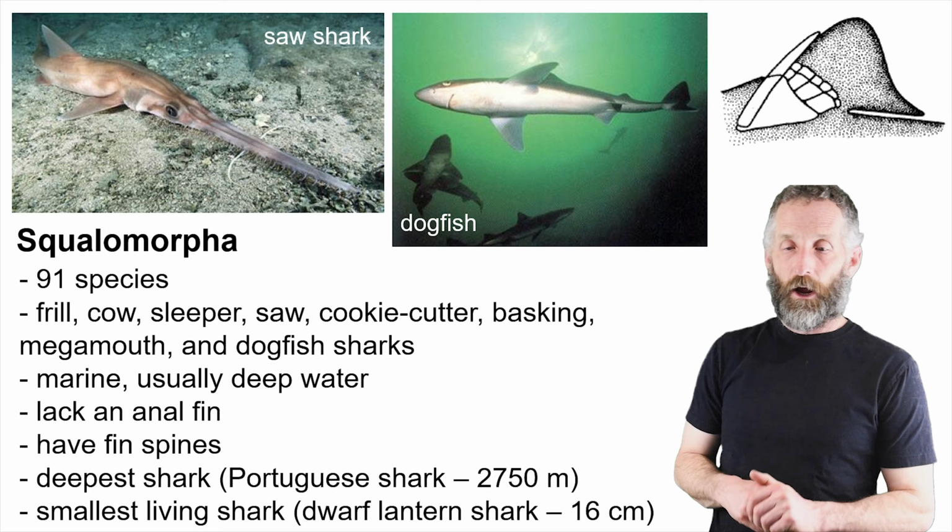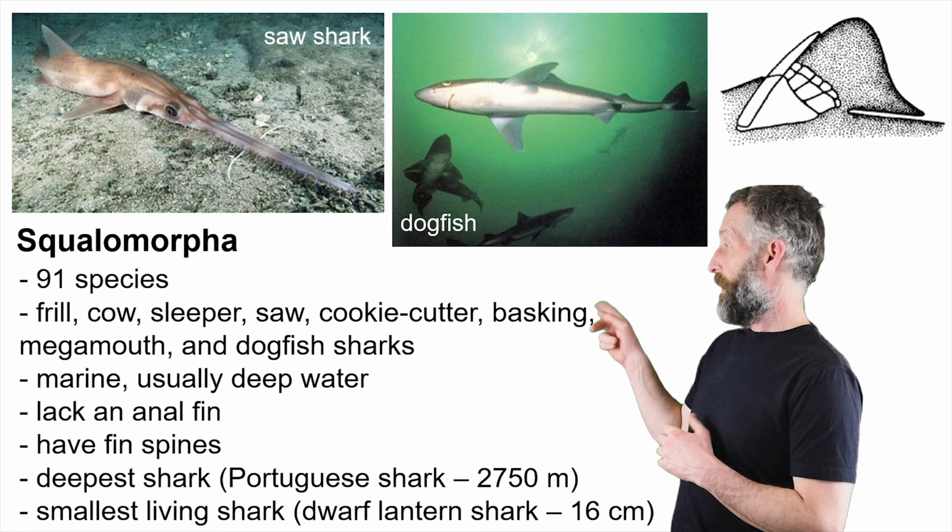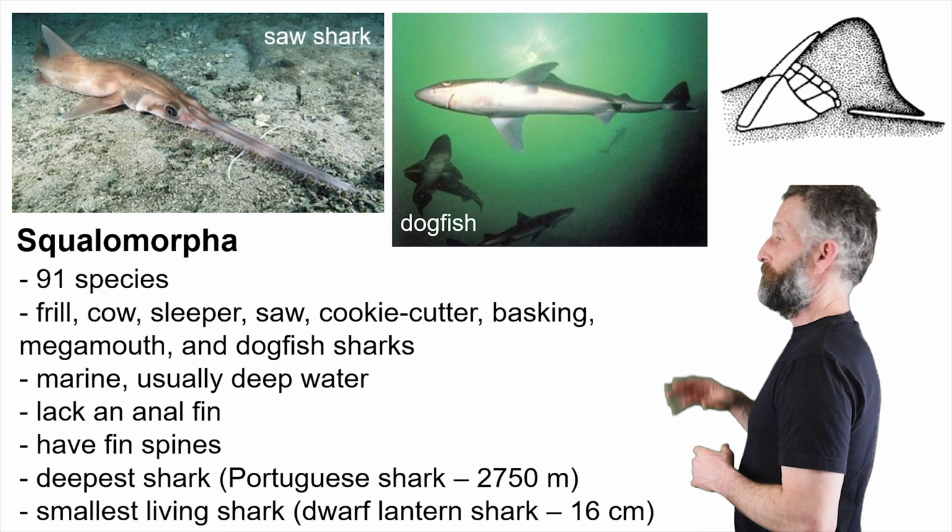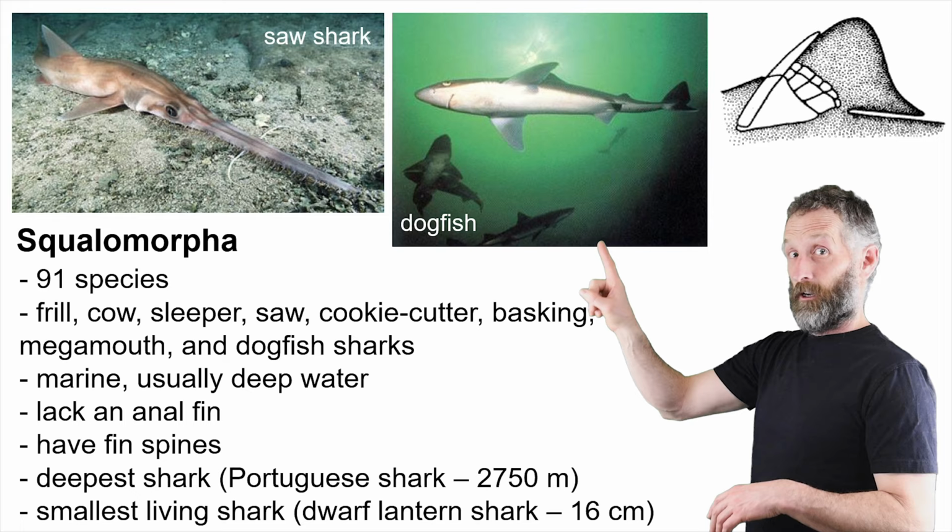The other major shark group is Squalomorpha. And these include a lot of cool fish like the saw shark there. Dogfish sharks, super common. But also a bunch of other cool ones like frill sharks, cow sharks, sleeper sharks, cookie cutter shark, which I'm going to talk about in a second.